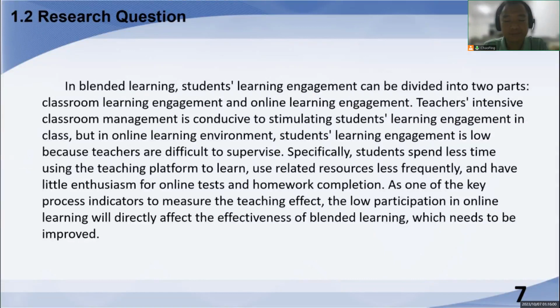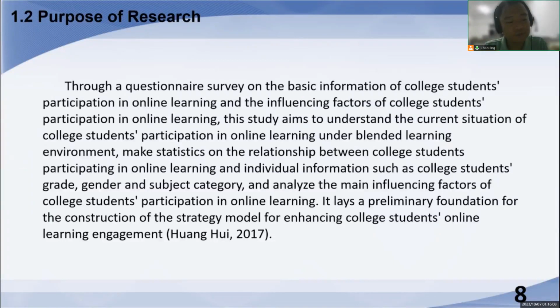Purpose of research: through a questionnaire survey on the basic information of college students' participation in online learning and the influencing factors of college students' participation in online learning, this study aims to understand the current situation of college students' participation in online learning under the blended learning environment. It mainly studies the relationship between college students' participation in online learning and individual information such as grade, gender, and subject category, and analyzes the main influencing factors of college students' participation in online learning.